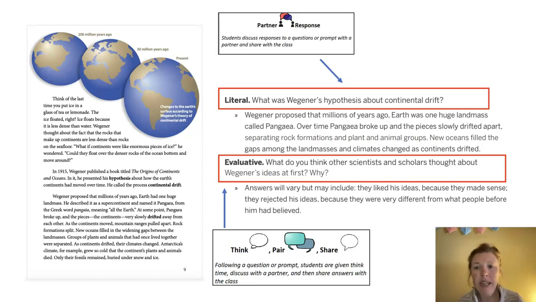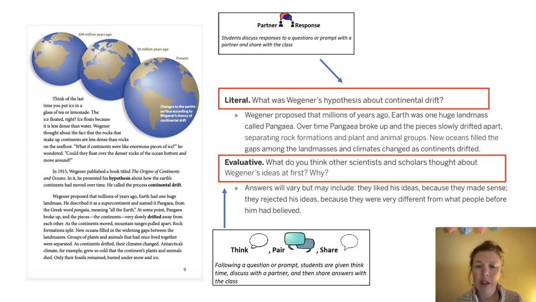If your pair agrees with the answer that is shared to the group, give the me too signal. If you have something to add on, use this signal. And if your pair disagrees, give this signal. So the question is, what do you think other scientists and scholars thought about Wagner's ideas at first? And why? That's the important part. Tell why you think that.